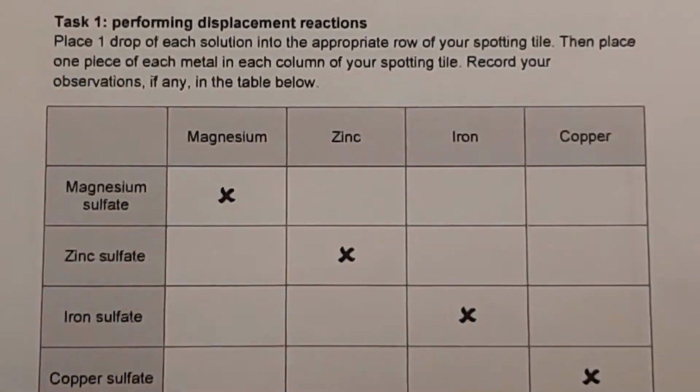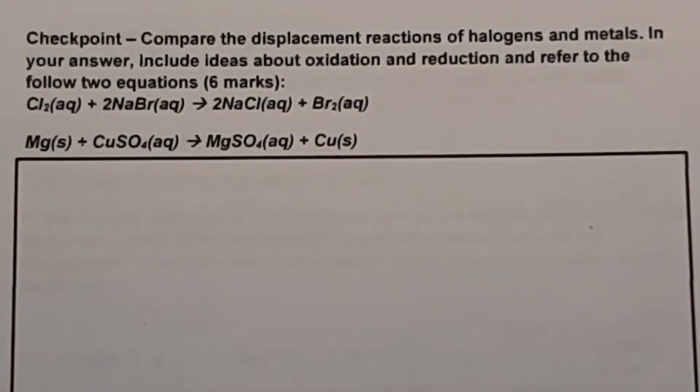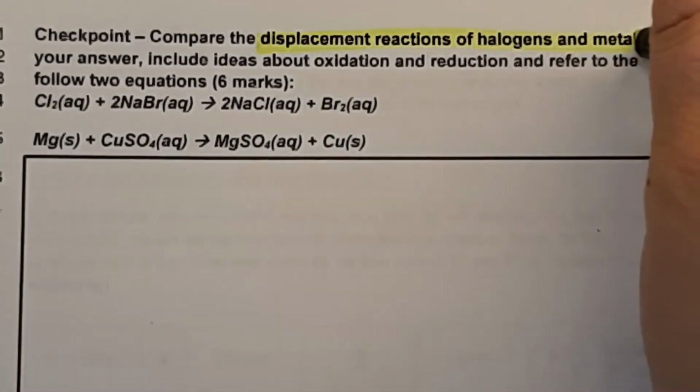Now, normally we would carry on and actually do all these reactions, but of course that's practical activity and we can't do that. So we're going to move on from this activity onto the next page, page 28. So moving on to the checkpoint question on page 28, we want you to compare the displacement reactions of halogens and metals. Okay, so these are the displacement reactions of halogens and metals, and your job is to compare them.